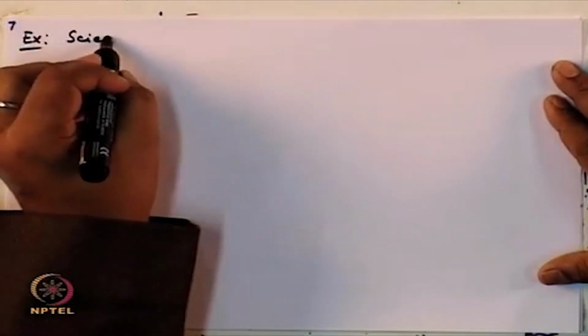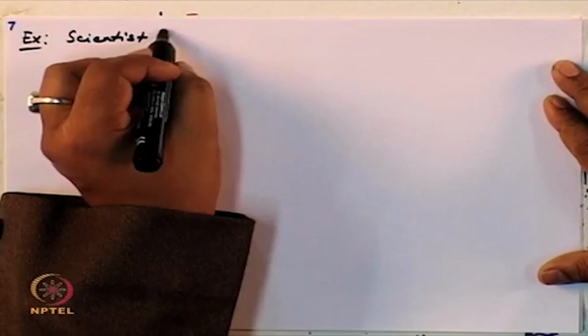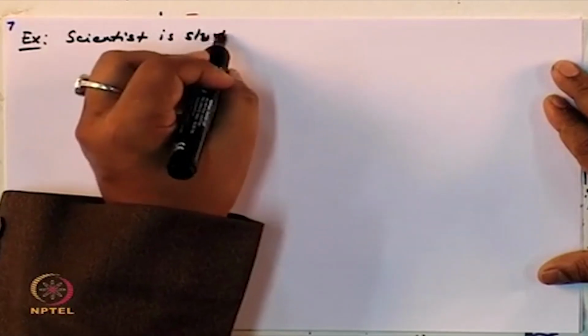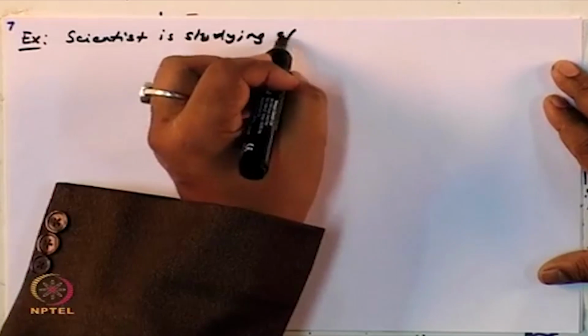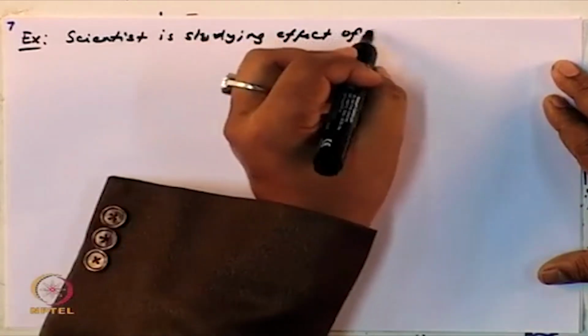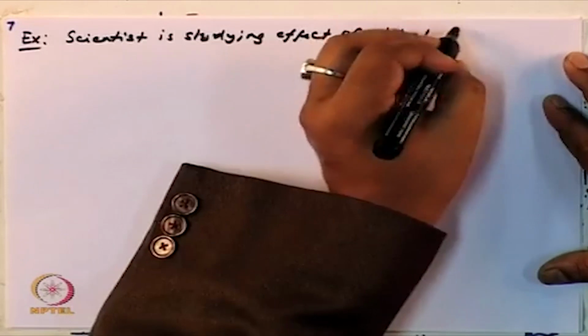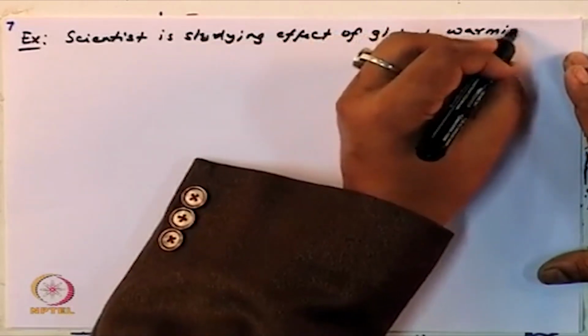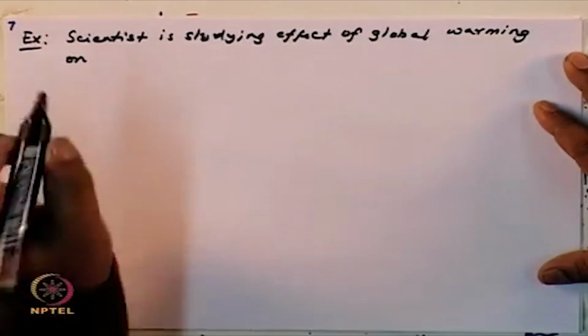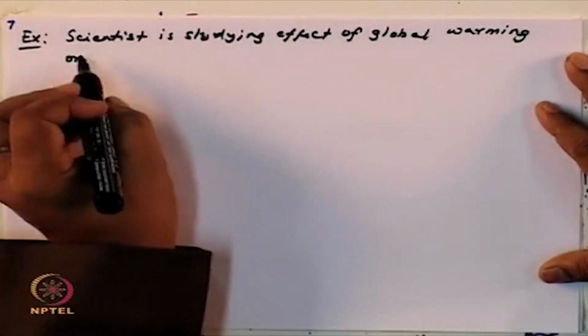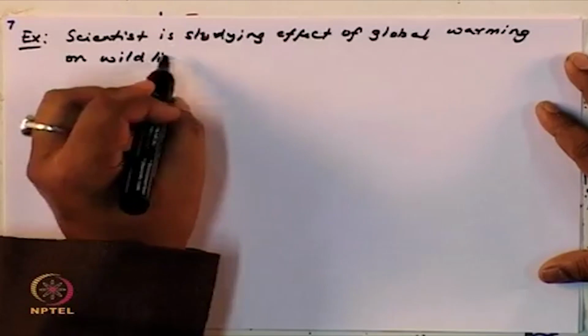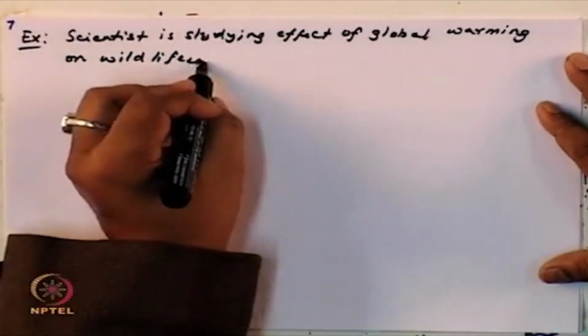So, let us take up an example. Imagine a scientist is studying the effect of global warming on wildlife in the Arctic.